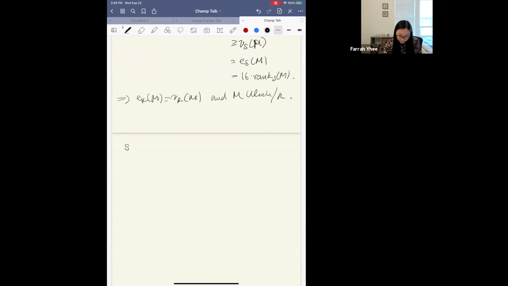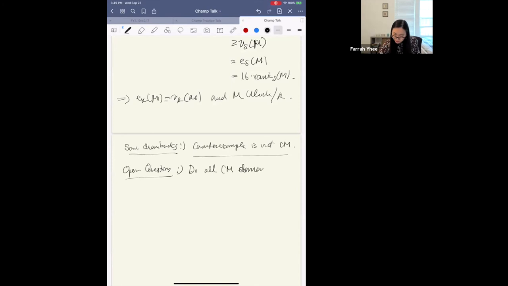Let me say some drawbacks of the counterexamples that I've talked about. The counterexample is not Cohn-Macaulay. Otherwise, if you're Cohn-Macaulay, you're S2, you can't really go to a larger ring. And so perhaps one easy open question to pose is: do all Cohn-Macaulay domains, local, have an Ulrich module? I'm just going to stop my talk there. Are there any questions?